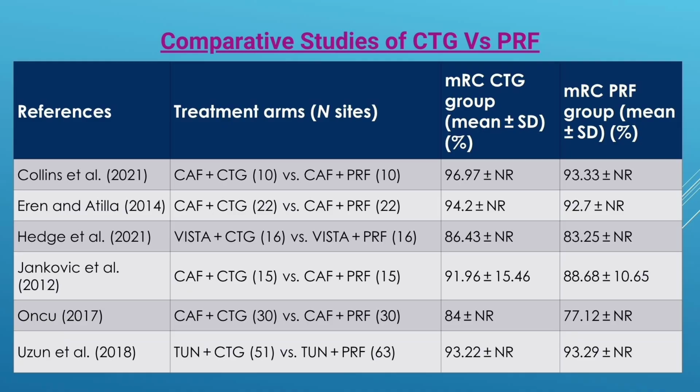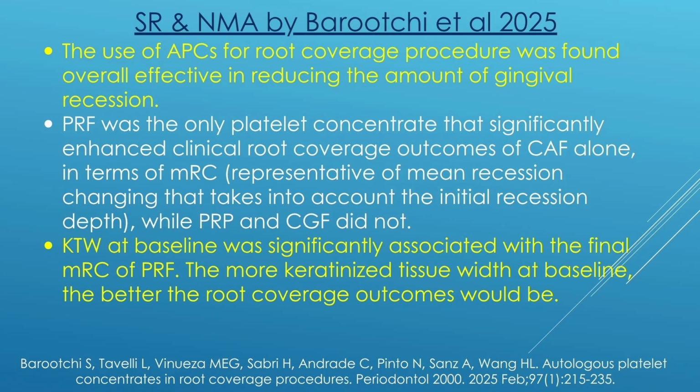These are just some of the studies that are mentioned, which all have shown positive results as far as root coverage is concerned. One recent systematic review and network meta-analysis by Barootchi et al. in 2025 showed that the use of APCs for root coverage procedures was found to be overall effective in reducing the amount of gingival recession.